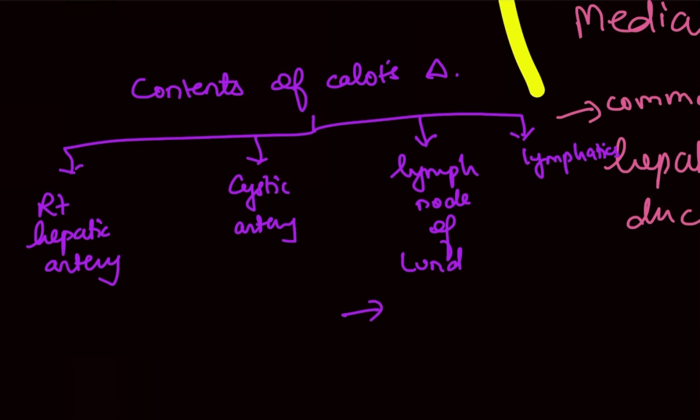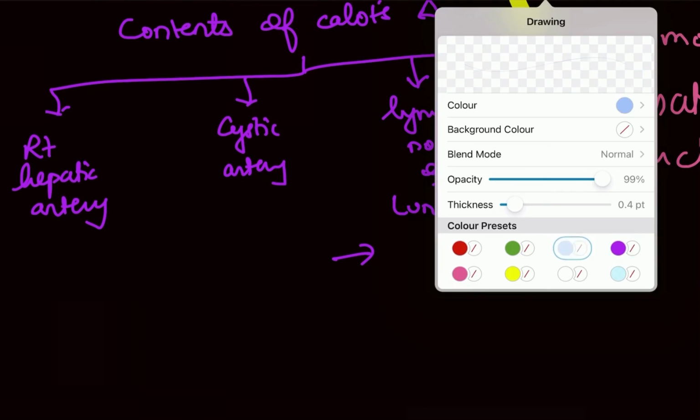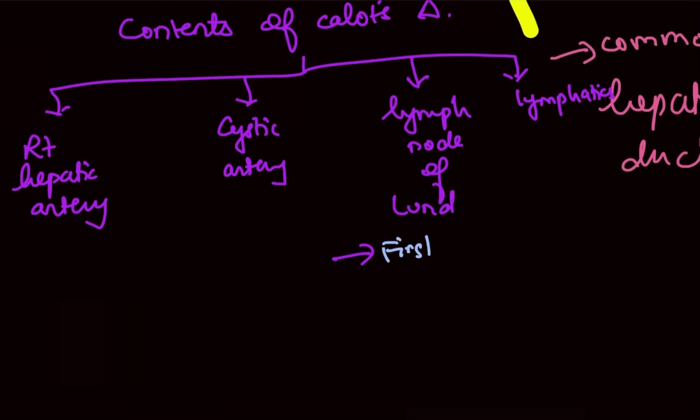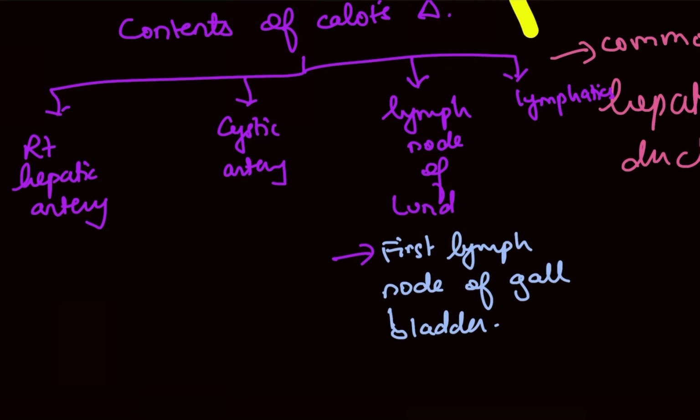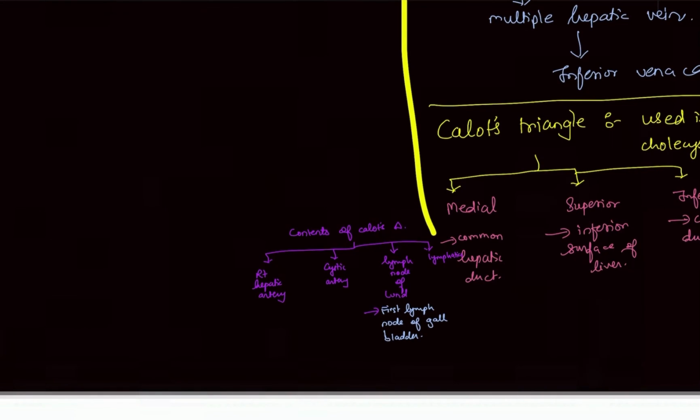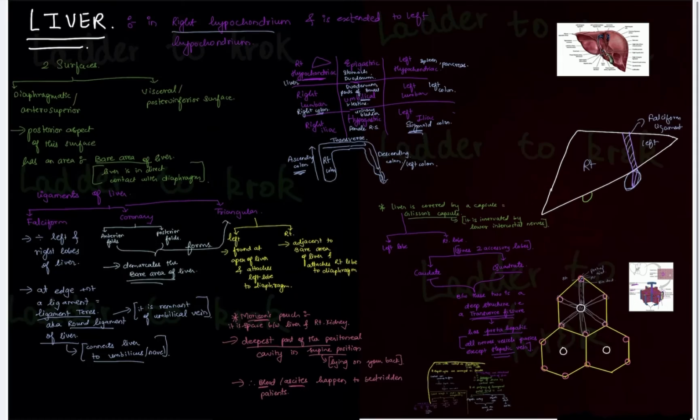Okay, now this lymph node of Lund, it is the first lymph node of gallbladder. That also you must remember. It can become your MCQ, so please remember this Calot's triangle contents, its borders. I hope everything is clear.